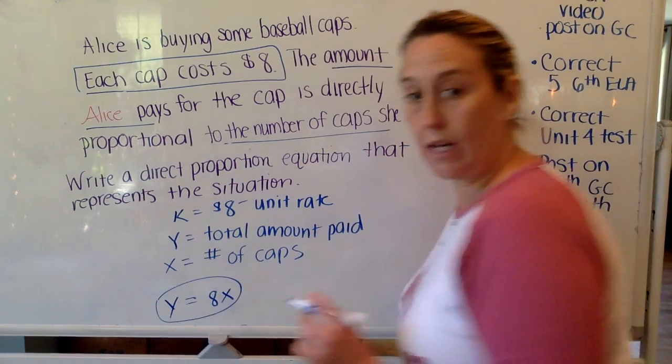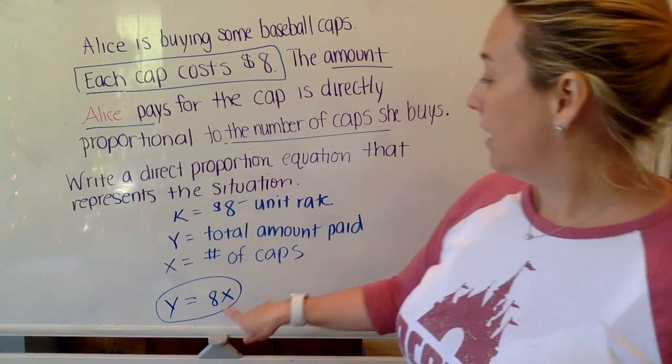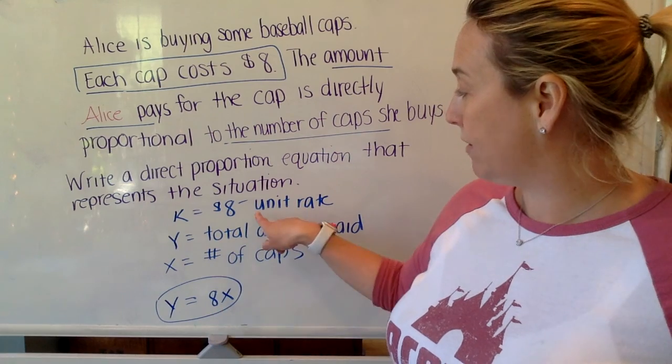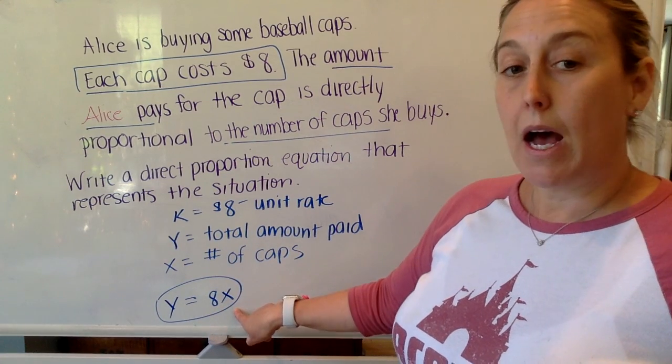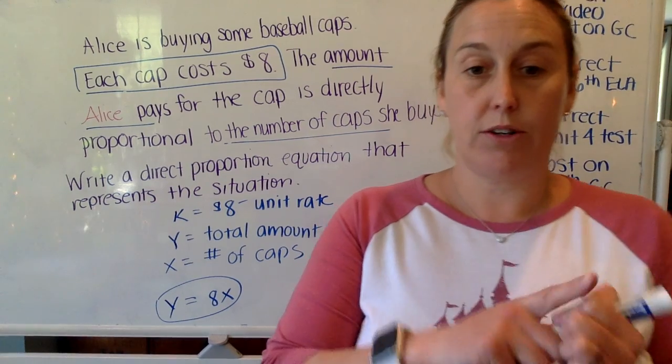That would be your answer, right? Y, the total cost that Alice pays, is a direct proportion relationship between $8, the price per cap, times how many caps that Alice buys. All right, I'm going to have you try one on your own.